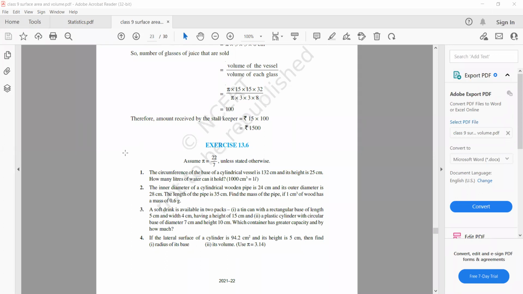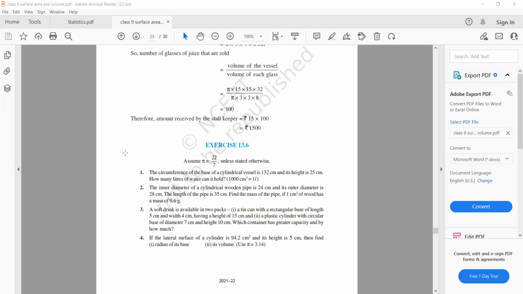Exercise 13.6. The circumference of the base of a cylindrical vessel is 132 centimeter, right? Circumference is given, which is 132 centimeter, and the height is 25 centimeter. How many liters of water can it hold? That means you have to find the volume, right? Okay. So now these are in centimeter, so the volume will be in centimeter cube. And after that, you will convert this into liter. The conversion is also given here.